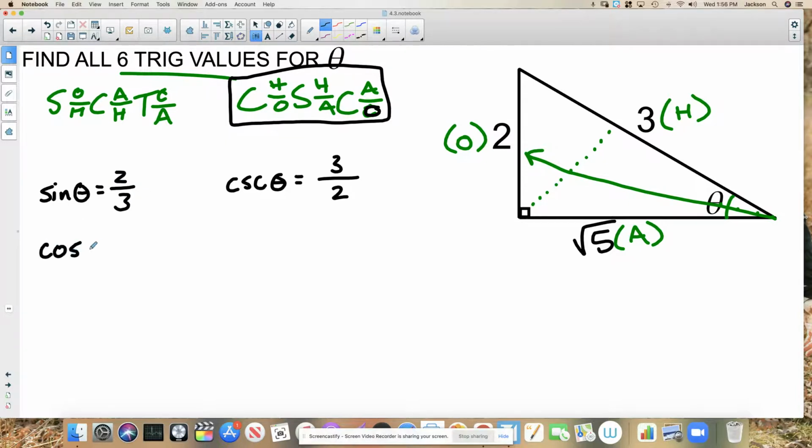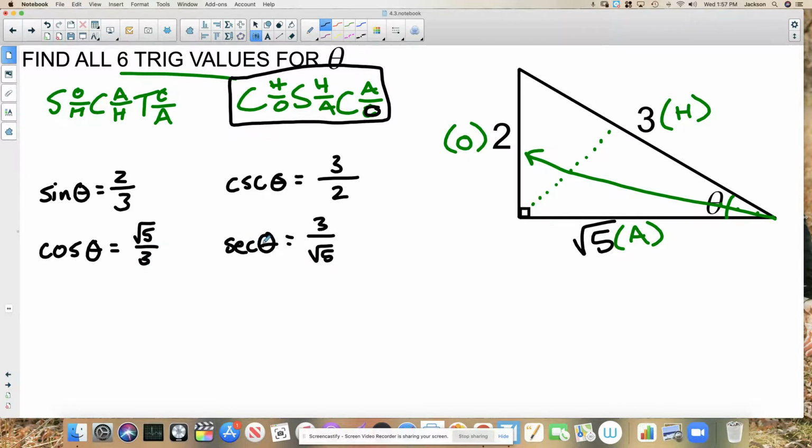So let's talk cosine. Cosine of theta is the adjacent side over the hypotenuse. That would be radical 5 over 3, right? And if that's the cosine of theta, the secant of theta is the reciprocal of this. Now, when we flip this over, we have a bit of an issue here where there's a radical in the denominator. And we're not really supposed to keep radicals in the denominator. So we call this rationalizing, right?